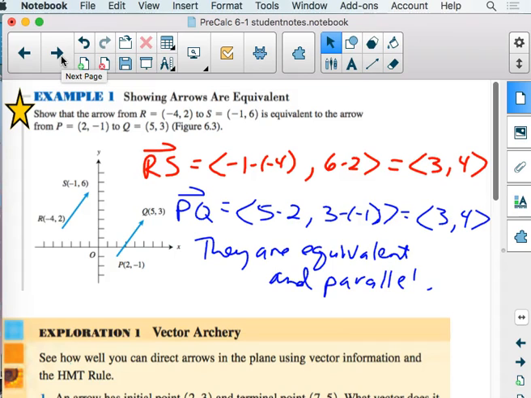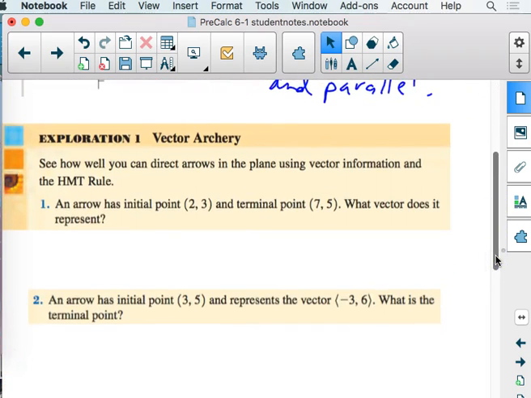So this is why this is called the head minus tail rule. They call the one with the arrow the head, and they call the one without the tail. So head minus tail. It's not bad. Well, they got to mess with us somehow here.